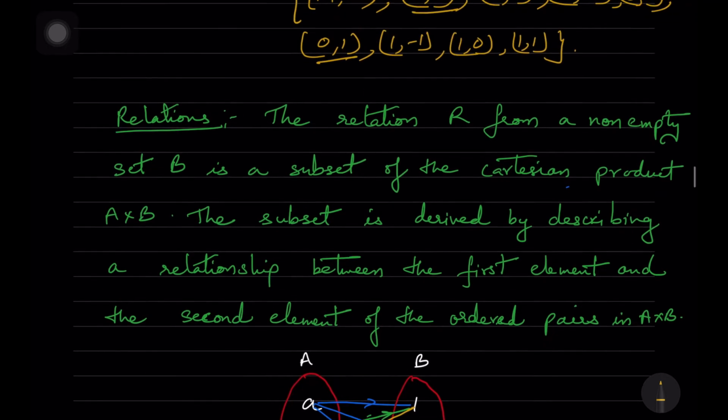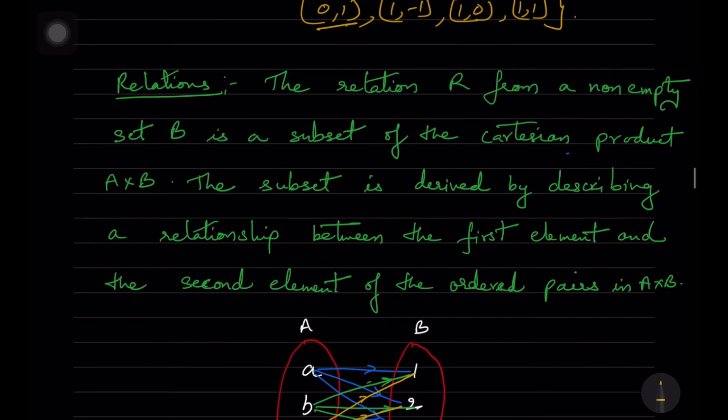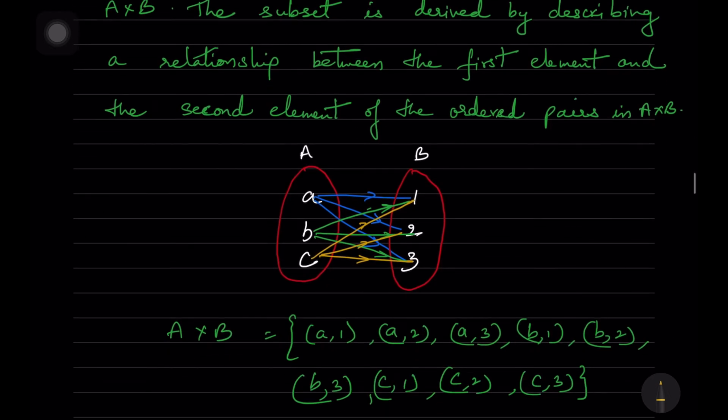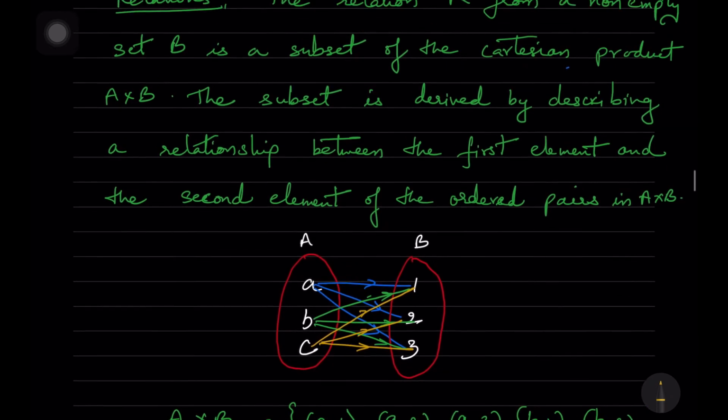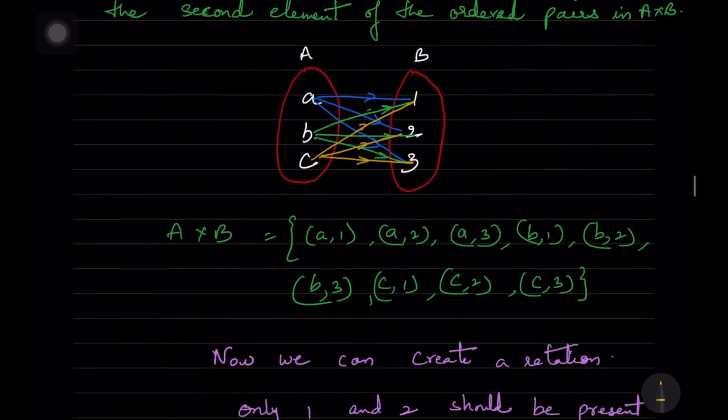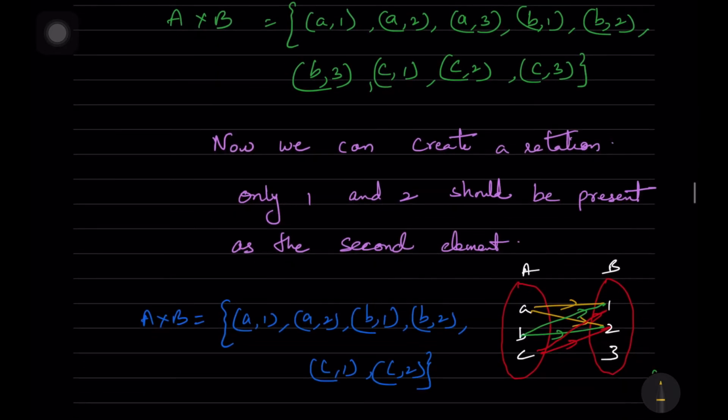Now we can create a relationship. Here you can see that a relation R from a non-empty set A to B is a subset of this Cartesian product. So whatever is the A cross B, R is nothing but a subset of this Cartesian product A cross B. So now we can create a relation. Only 1 and 2 shall be present as the second element. So that means what is the relationship between A and B?